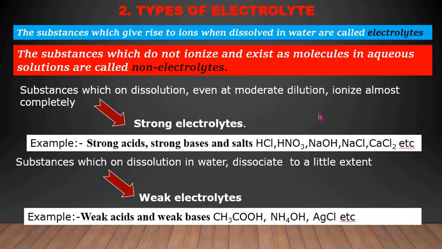When common salt is dissolved in water, it is converted into Na+ and Cl- ions to a high extent, nearly completely. So it is considered a strong electrolyte. There are two types of electrolytes, strong electrolytes and weak electrolytes.